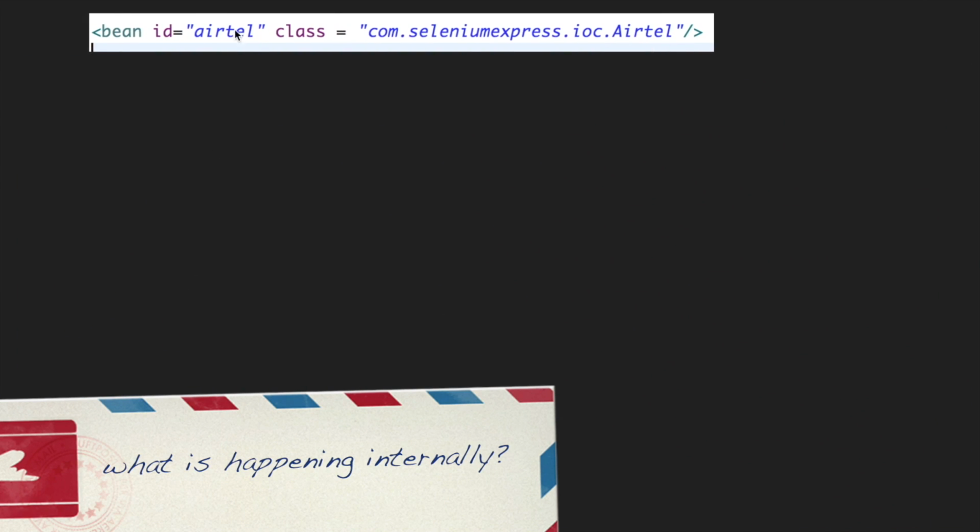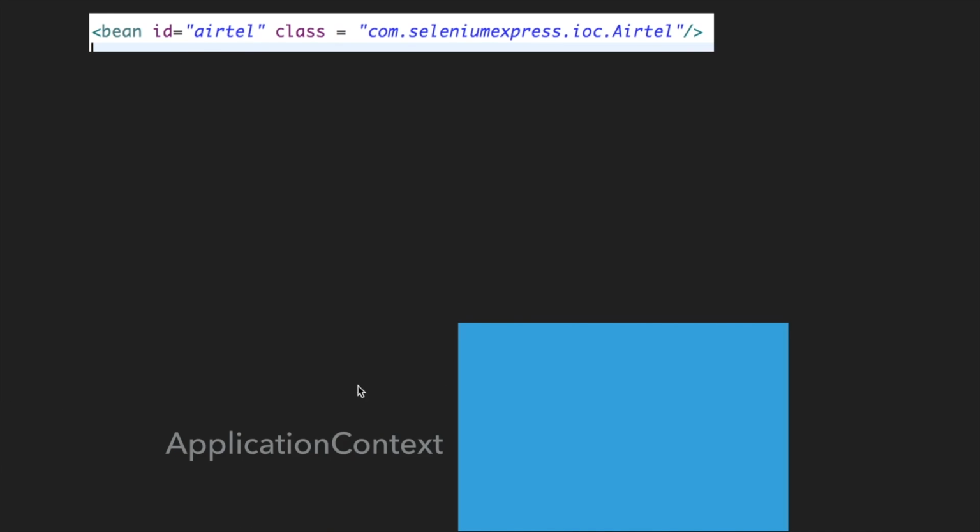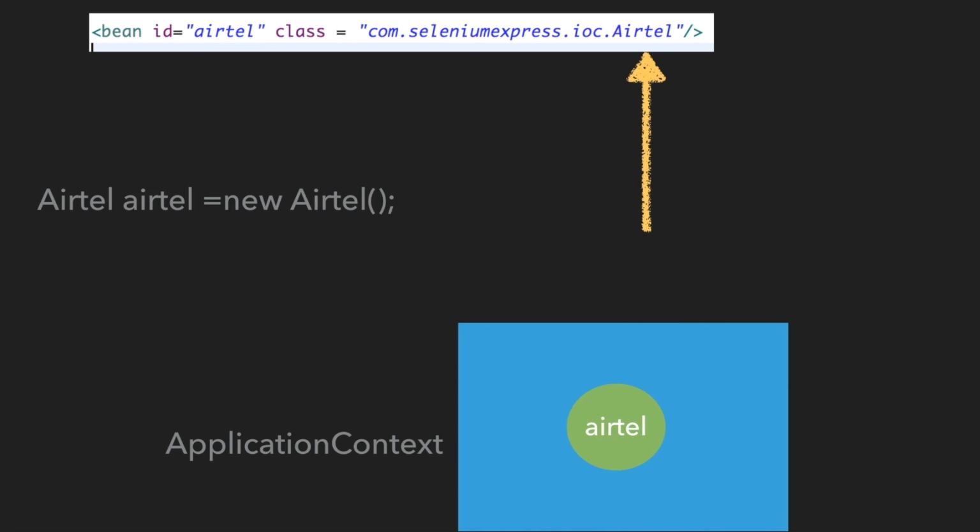We are mentioning this particular thing in our XML file, and our Spring container, which is the application context, is reading this config file, reading this line. Then from here it is creating the Airtel class object inside the application context, right? And how is it creating it? It is very simple. It's just doing Airtel = new Airtel.